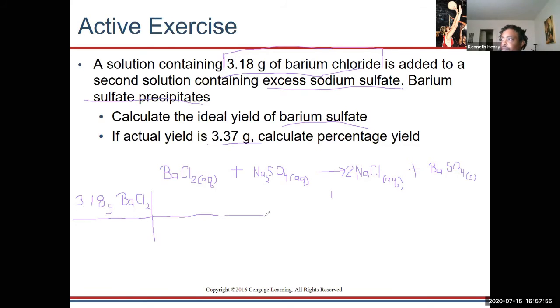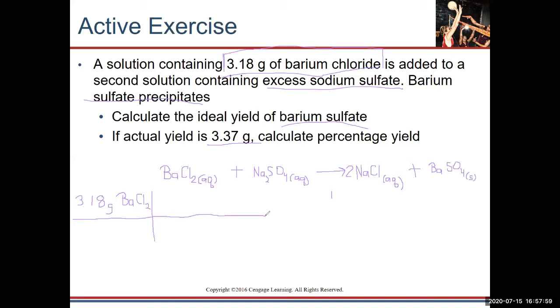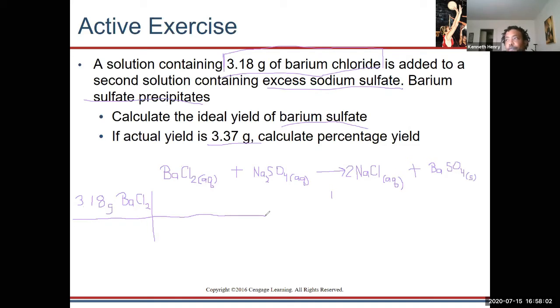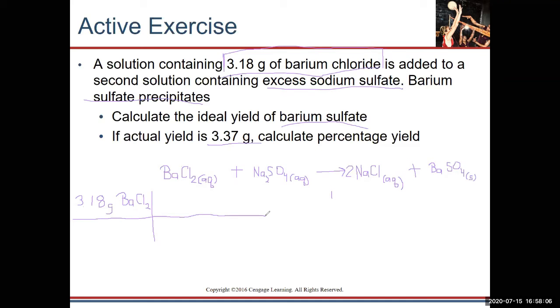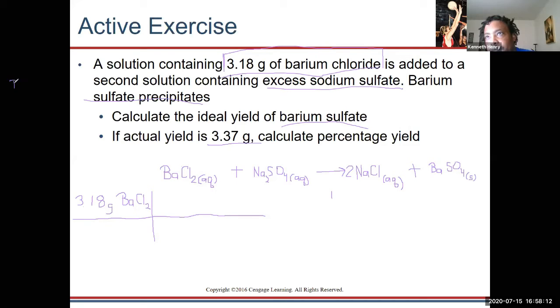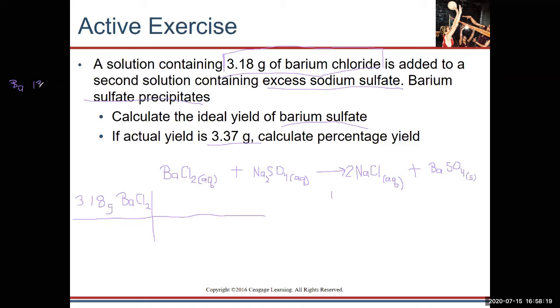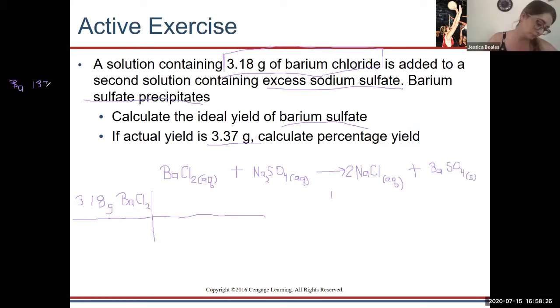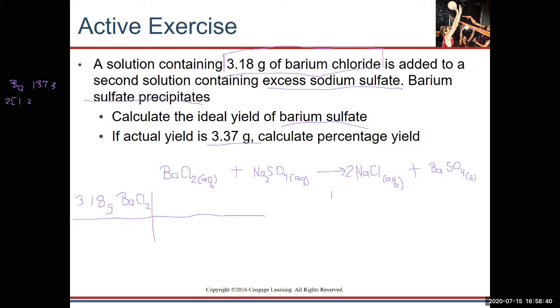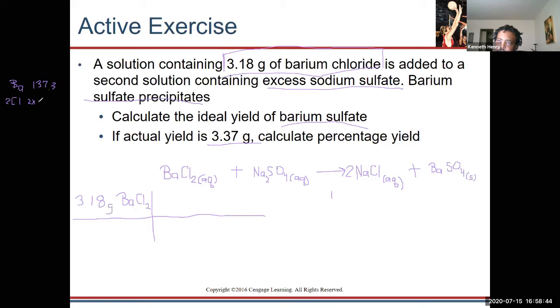Okay. What do I need to do next? You need the molar mass of barium chloride. Okay. Barium is 137.3. Okay. And then the chloride, we have 2 of them. 2 times 35.5-ish.